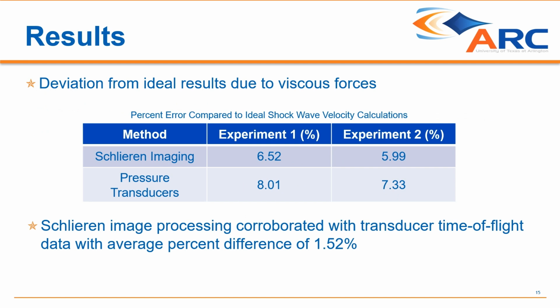Comparing the experimental results to our ideal shockwave velocity, we see that there is reasonable deviation from ideal due to viscous forces and non-idealities, and we also see that the Schlieren image technique corroborated with our transducer time of flight data with an average percent difference of 1.52%.